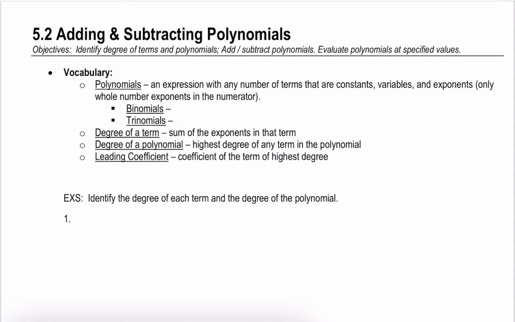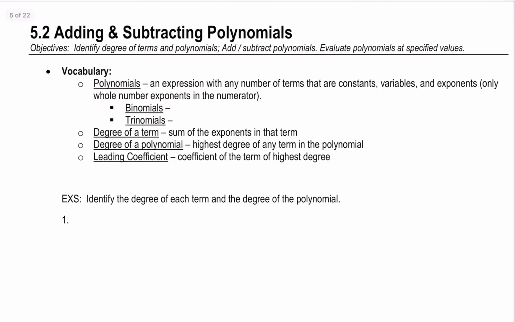So poly, that prefix, stands for many. So we have many terms. And when we think about a term, it's going to be constants, variables, exponents. Basically, when it's all multiplied together, that's going to be a term. So any number of terms is going to give you a poly, many terms, essentially. So we'll talk about binomials, those will just be the bi prefix, 2 terms, trinomials, the tri prefix, 3 terms. After that, we tend just to go to the poly prefix.